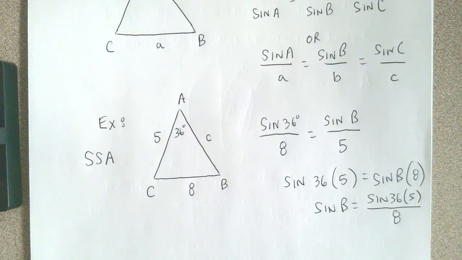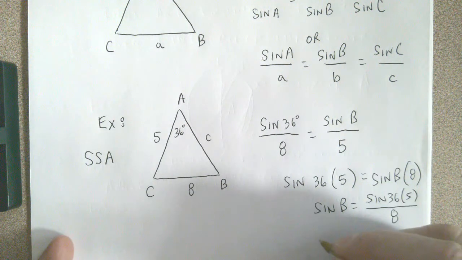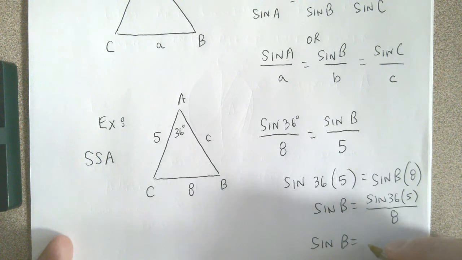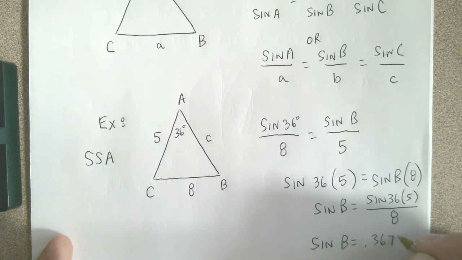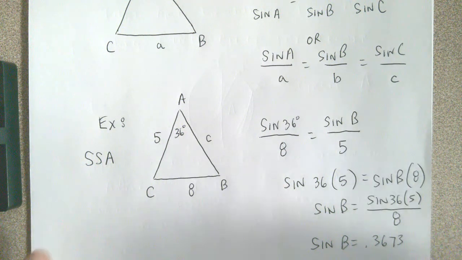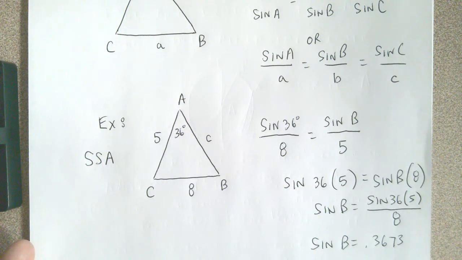Let's go ahead and go through that on your calculator. Sine of 36 times 5 divided by 8. Again, I'm getting 0.3673. And then we're going to do the inverse sine of that answer.